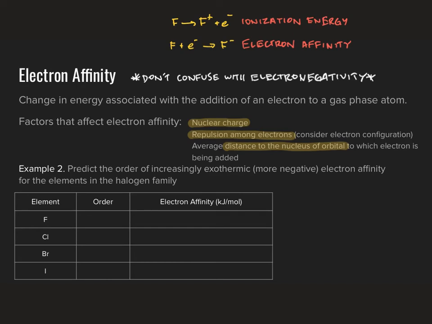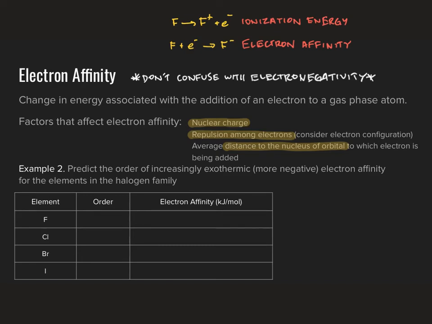So if we're going to make a quick prediction here, it seems logical to assume, given the definition we just discussed and the factors which affect electron affinity, that fluorine, being the smallest of those elements and the one which we already know has a very, very strong attraction to electrons, is going to be the element which has the most negative electron affinity. That is the one which from a thermodynamic standpoint would be the most favorable.